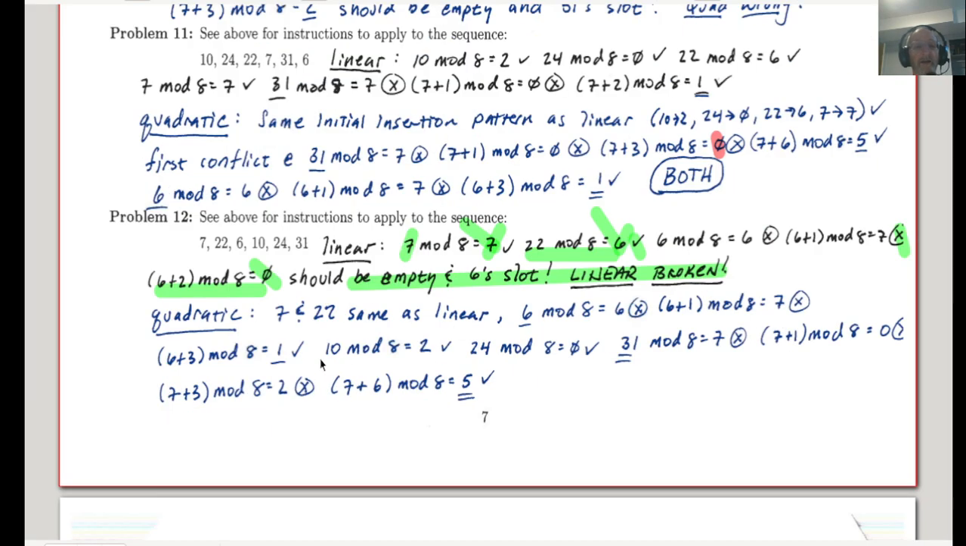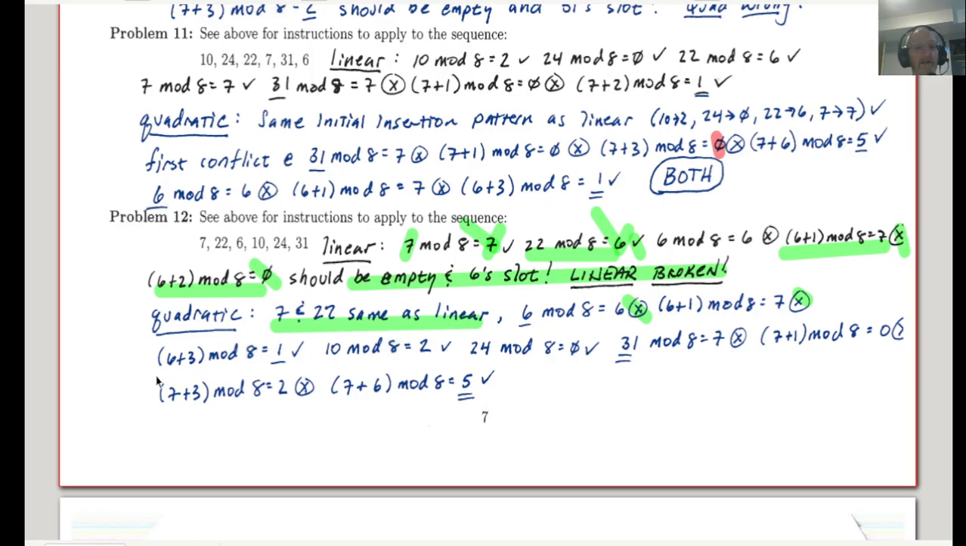For quadratic, 7 and 22 are going to be inserted just like linear. 6 mod 8, we had our first collision with 6. 6 mod 8 is 6. We know that's a collision. 6 plus 1 mod 8, we know this is a collision as well. It happened right up there. So that first probe value between quadratic and linear are the same. So we've essentially already done this work.